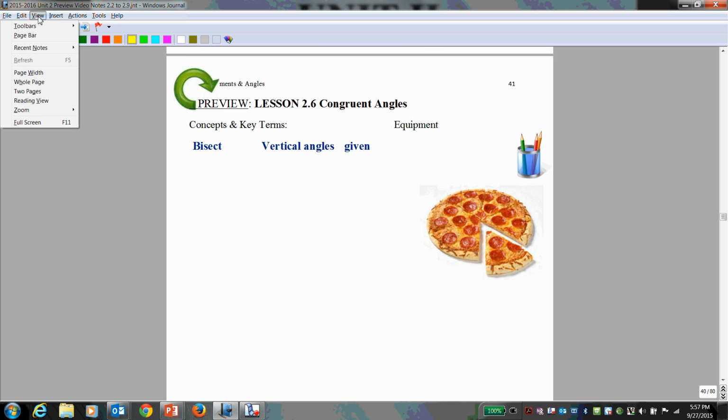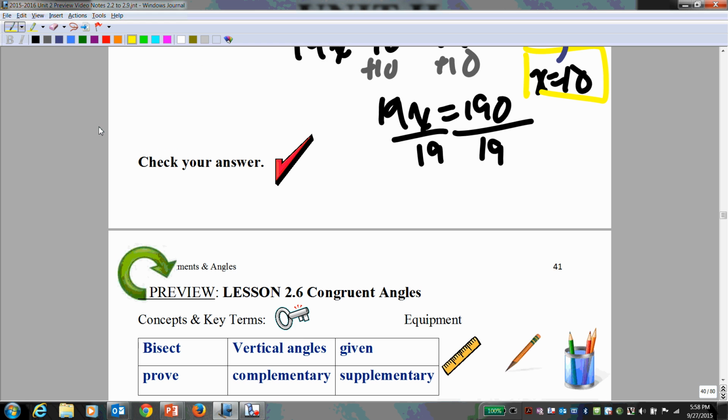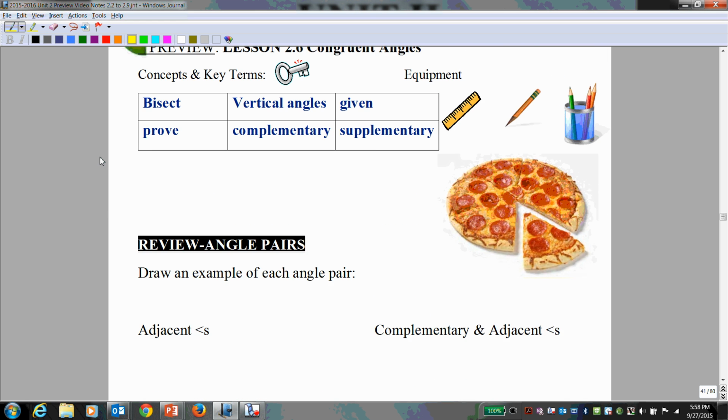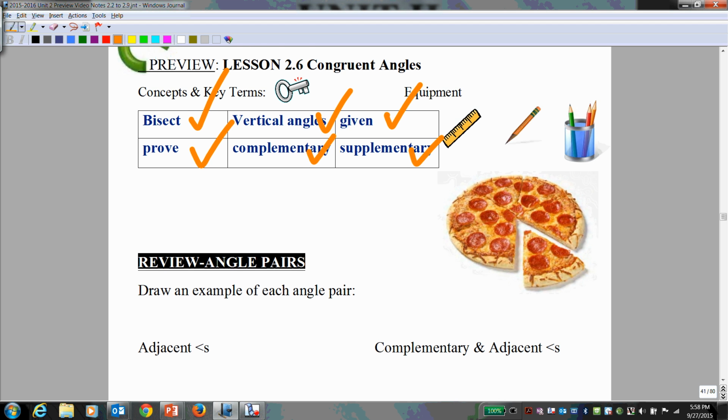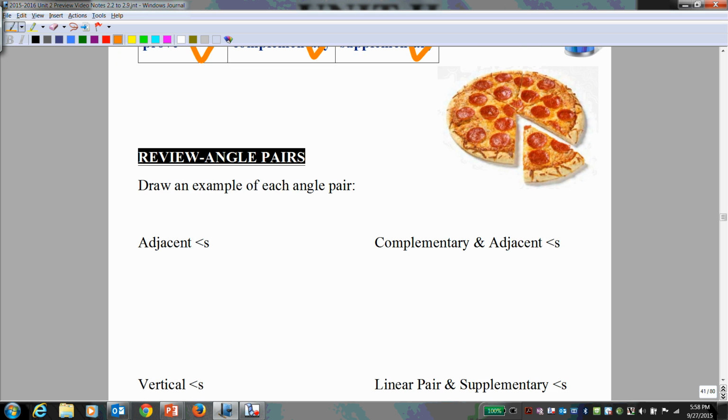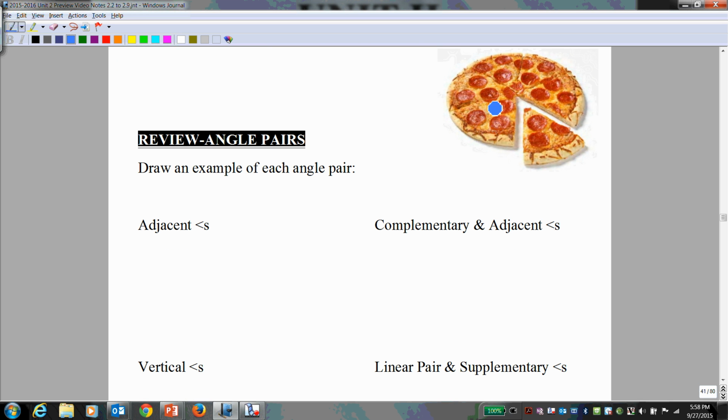So today, last class we talked about different pairs of angles: complementary, supplementary, linear pairs, vertical angles, and adjacent angles. I'd like you to read this out loud. By the time we're done, we're going to talk about this. Congruent angles, bisect, vertical angles, given and prove, complementary, supplementary. So we're going to talk about in what circumstance do we get angles that are equal?